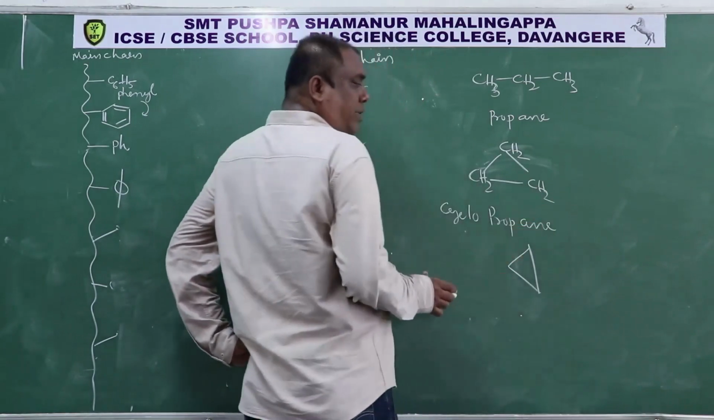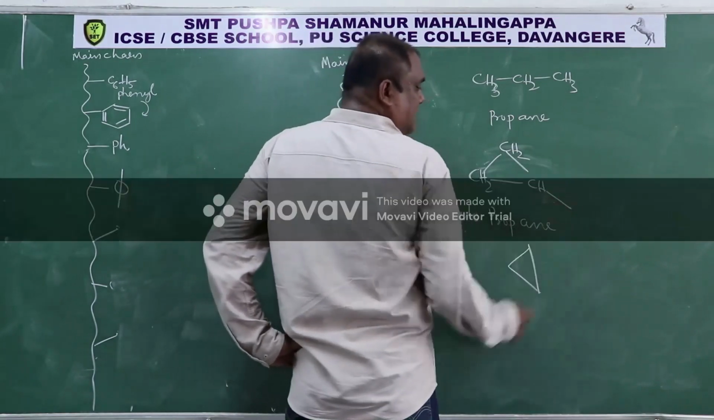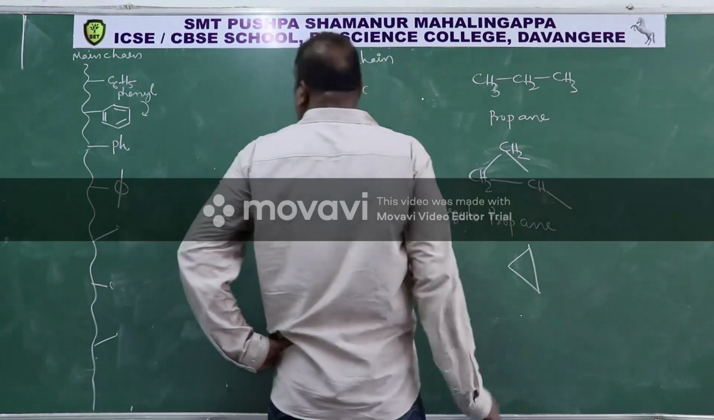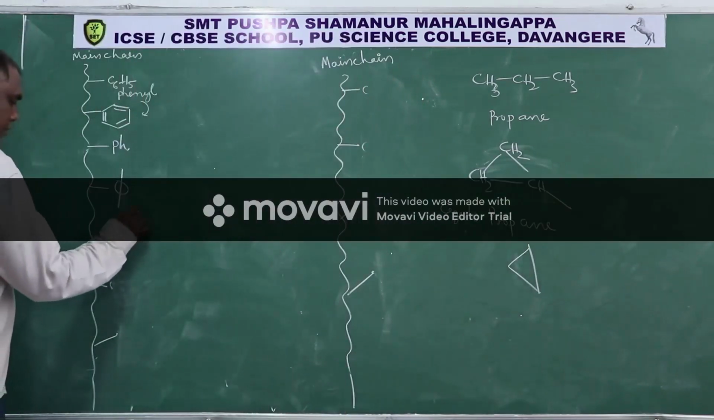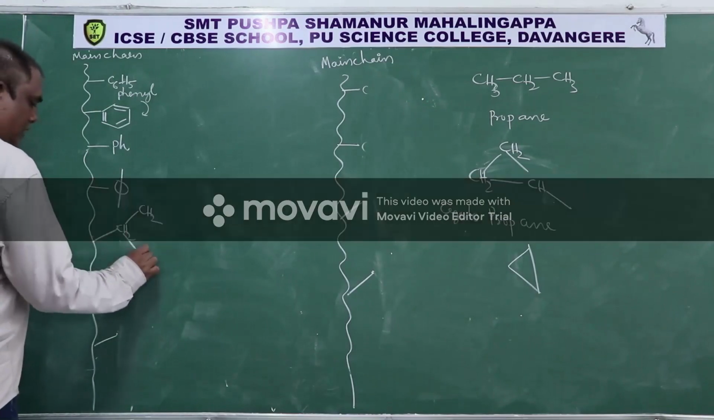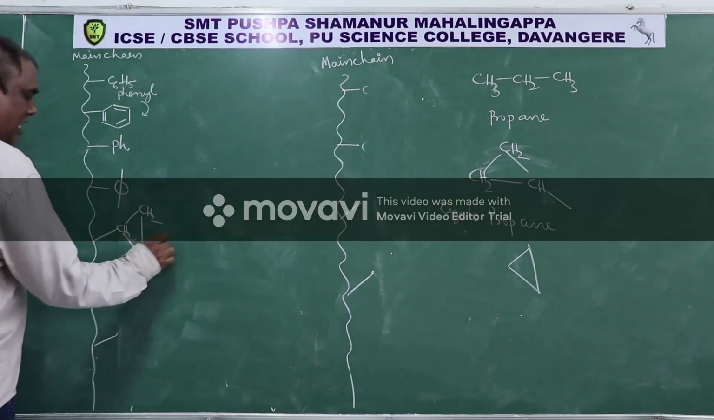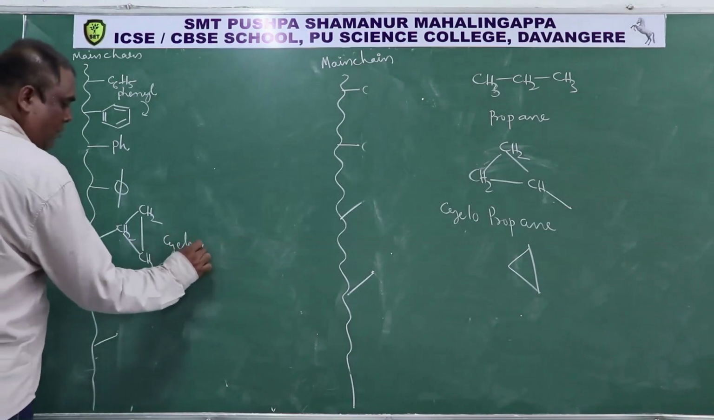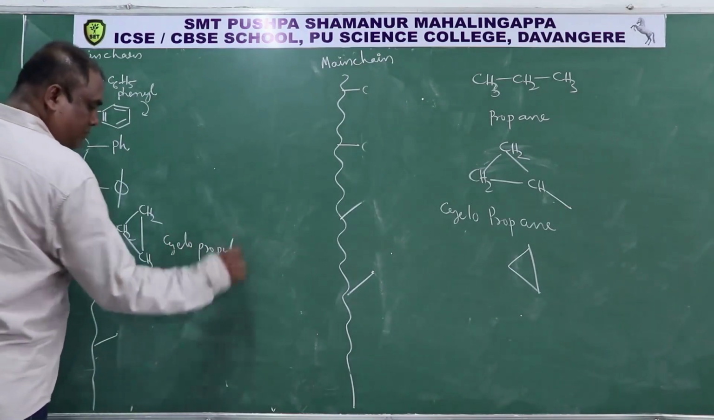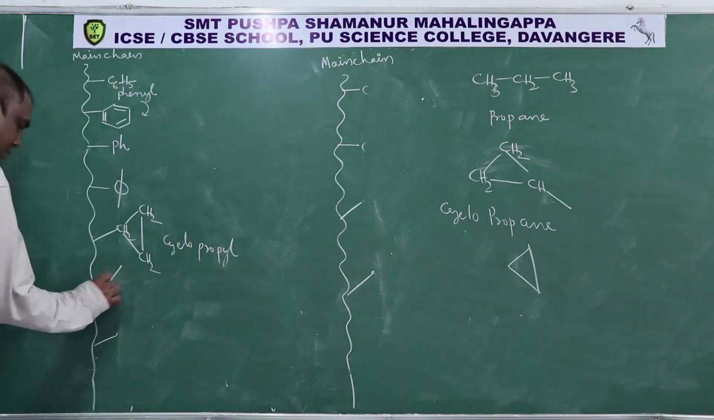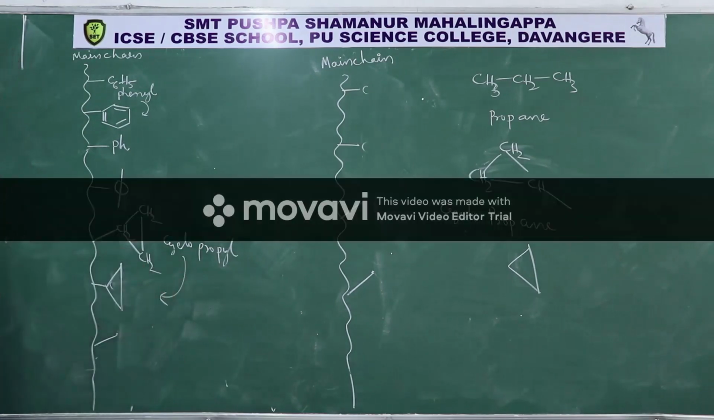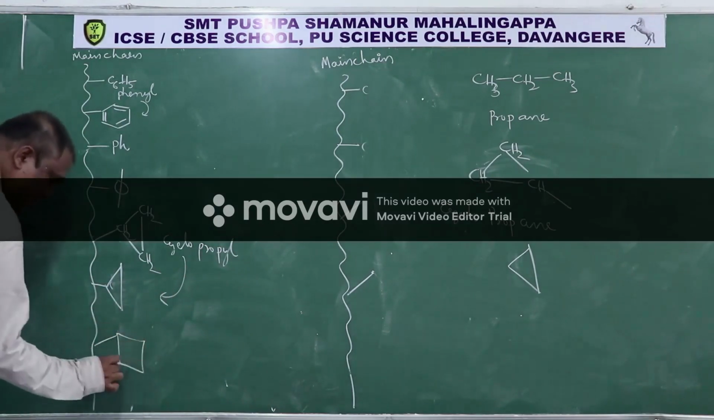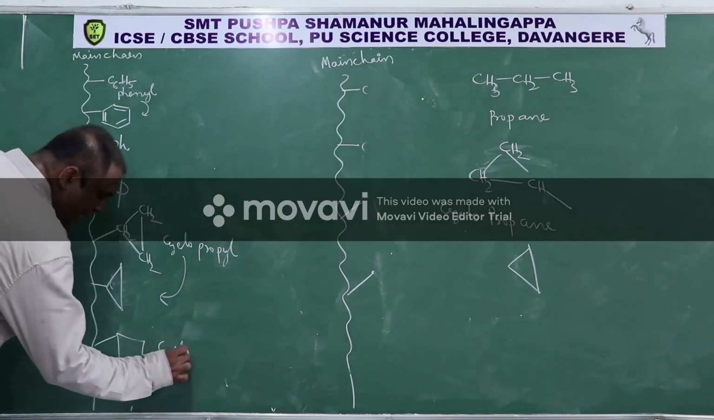In this cyclopropane, I will remove one hydrogen and the bond is hanging. It is called the cyclopropyl group. So, CH2, CH2, CH2, this is called the cyclopropyl group. In bond line notation it is also written like this. Cyclopropyl can be written like this. Okay. Similarly, if I write like this, it is cyclobutyl.